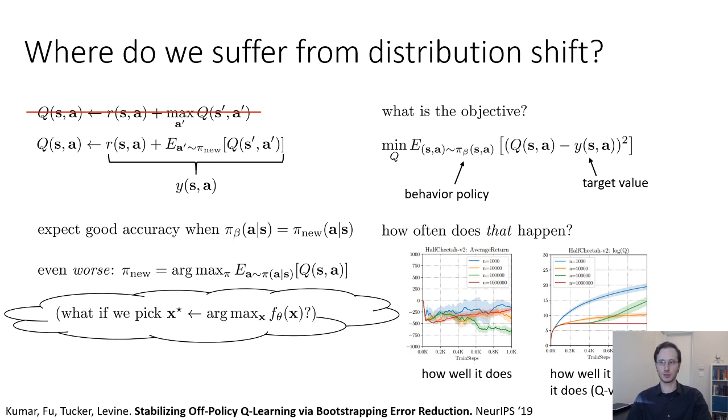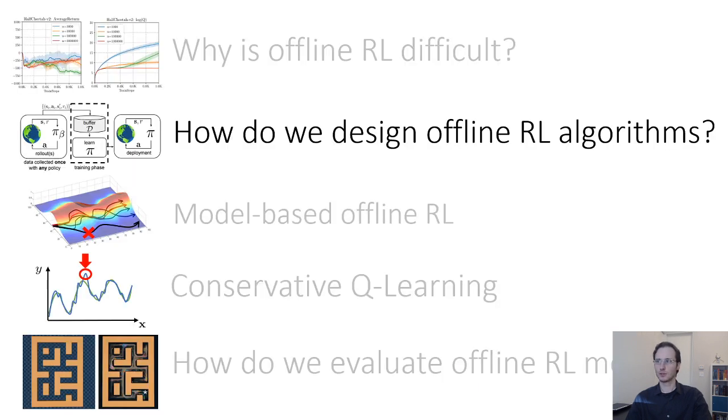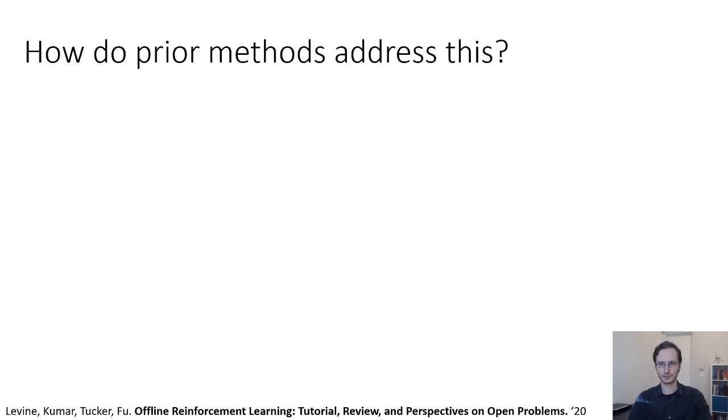So we have to somehow combat this overestimation issue. We have to combat the distributional shift in the action space. So let's talk about how we can do this. How do we design offline RL algorithms?